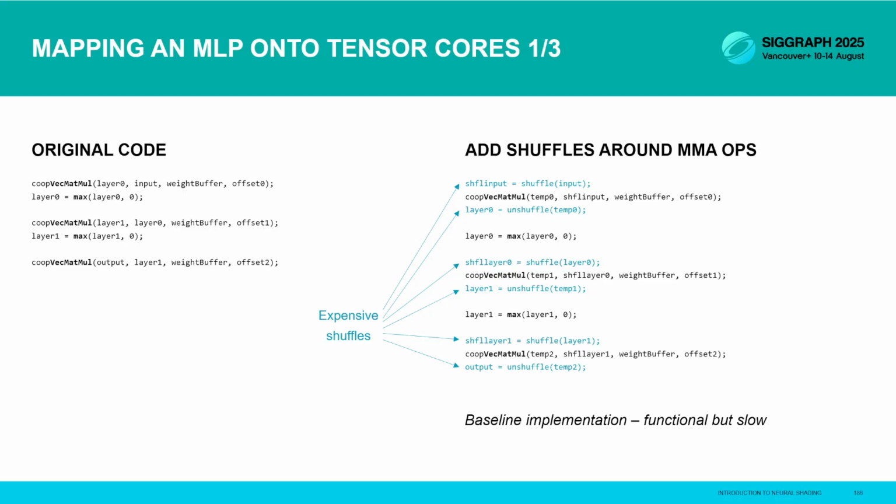Let's take a look at a small code snippet implementing a 3-layer MLP with ReLU activation and see how its code is transformed internally by the compiler to make it work on Tensor cores. First, input and output shuffle operations are added before and after each matrix vector multiplication operation. This makes the code functional, but the shuffles are expensive and their number should be minimized.